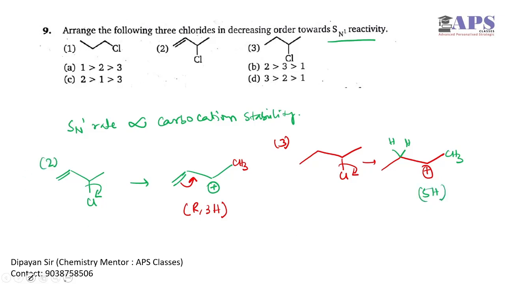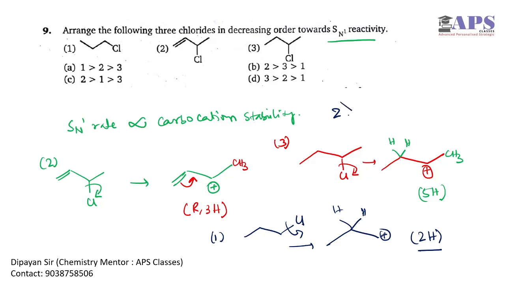This is 2, this is 3, and if we now solve the first molecule, after the elimination of leaving group, the formed carbocation is only stabilized by 2 hyperconjugations. So the carbocation stability order is 2 greater than 3 greater than 1. And as we know that carbocation stability order is directly proportional to reactivity order of SN1 reaction or SN1 reaction rate. So we can safely say that option B is going to be the correct option.